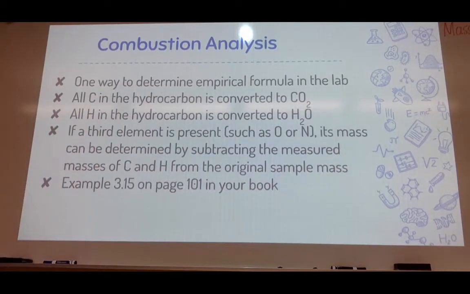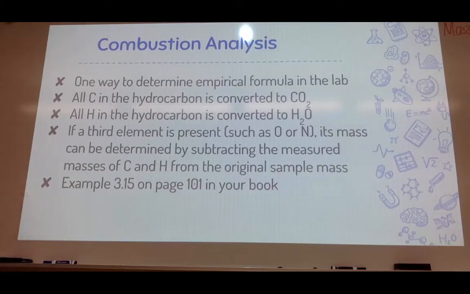And then if a third element is present, like O or N, then its mass has to be determined using the law of conservation of mass. So you have to subtract C and H from the original sample to figure out what mass of unknown you have left. Now there is an example in the textbook.